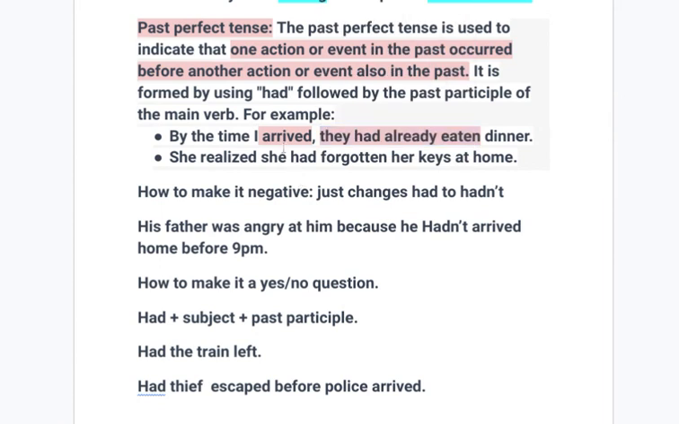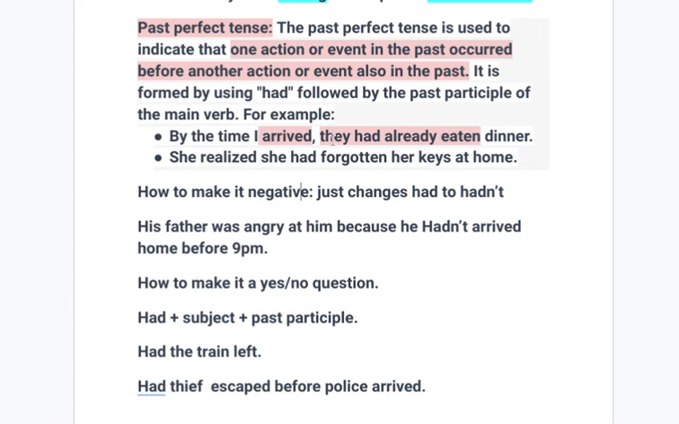So they is the subject, had and eaten. Let me show you how this past perfect tense is formed. It is formed by using had followed by the past participle of the main verb. Let me repeat it. It is formed by using had followed by the past participle of the main verb.